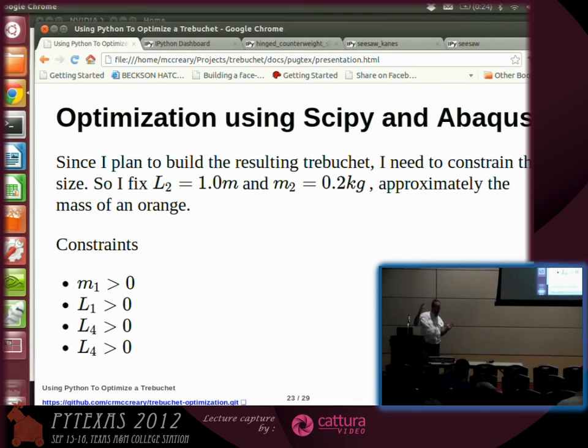I'm going to limit it so that my trebuchet arm is 1 meter long. And I'm going to try to throw an orange or a small pumpkin, approximately 0.2 kilograms, right? Now, we could put something larger like a watermelon in there, but it's not going to throw it as far. I furthermore have constraints that obviously the masses and all the lengths must be more than 0, right?